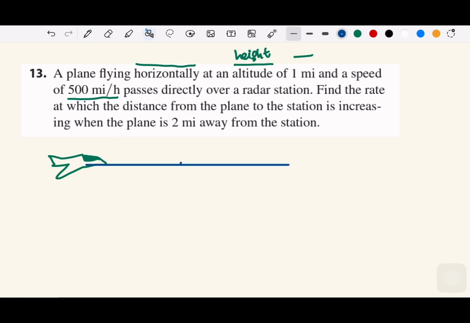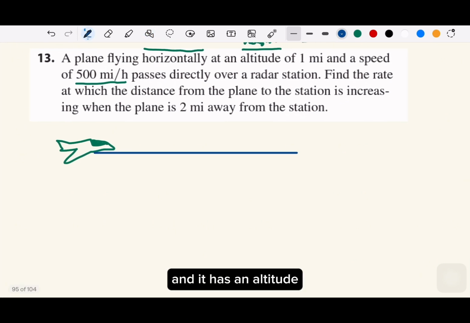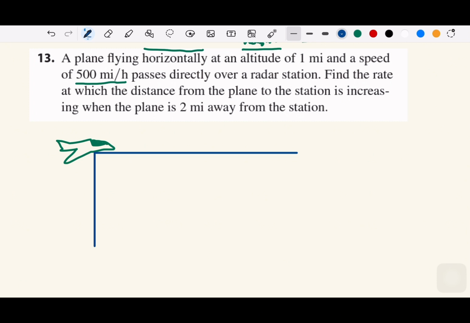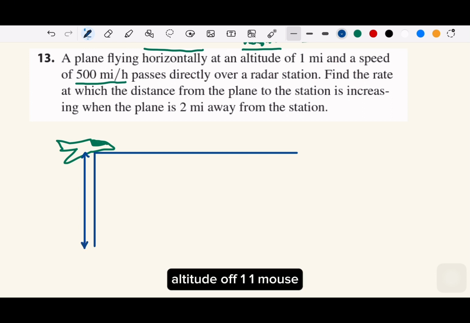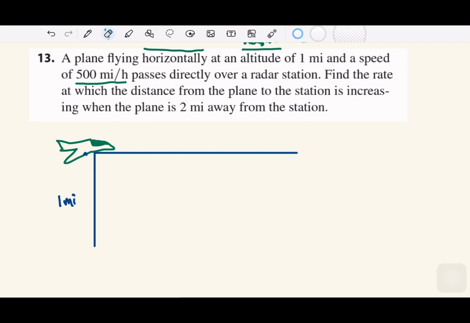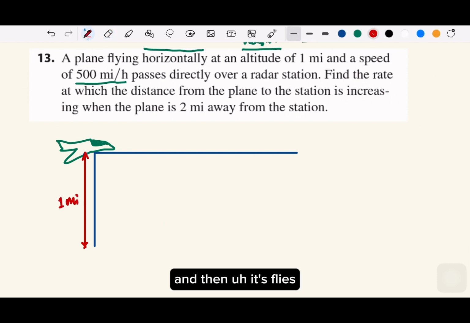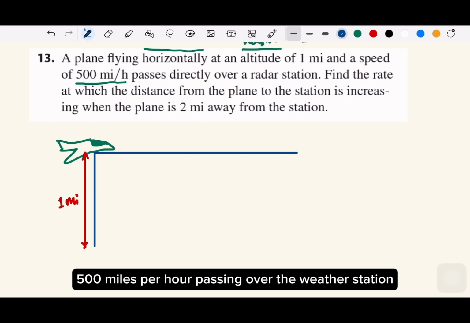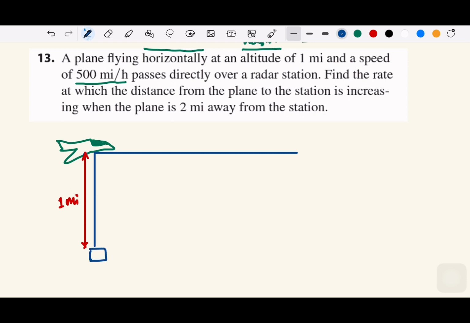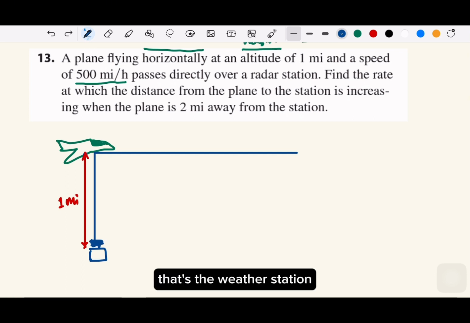It has an altitude of 1 mile. Let me use a different color. This is 1 mile, and then it flies 500 miles per hour, passing over the radar station. Let's say this is the radar station.